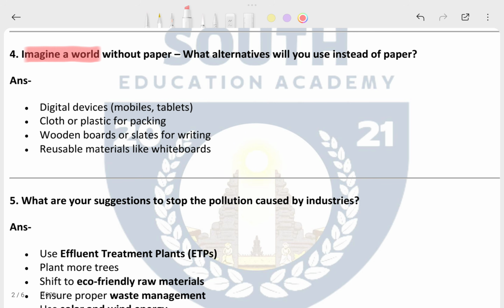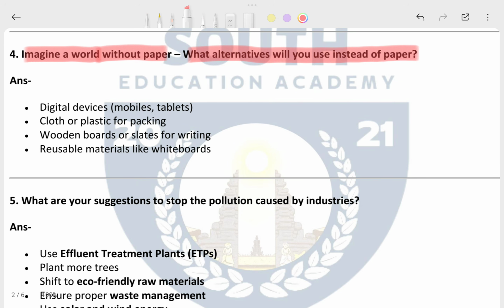Imagine a world without paper. What alternative will you use instead of paper? Let's suppose there is no paper in this world. Then what will you use apart from paper? Where will you write? Right now you are making notes, whatever you are writing in classwork, you are writing on paper only. So if there is no paper, then where will you write such things?